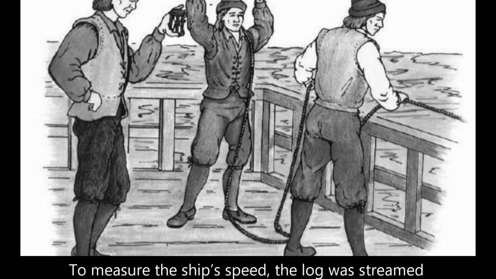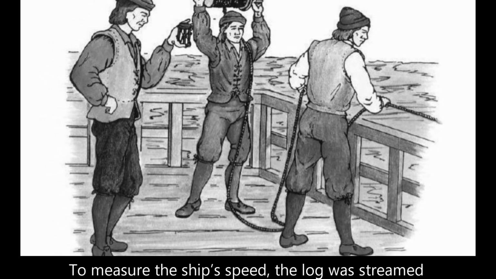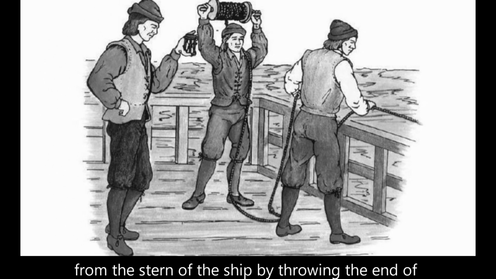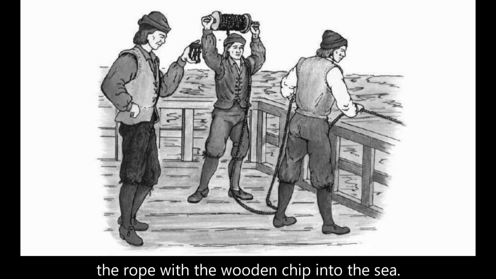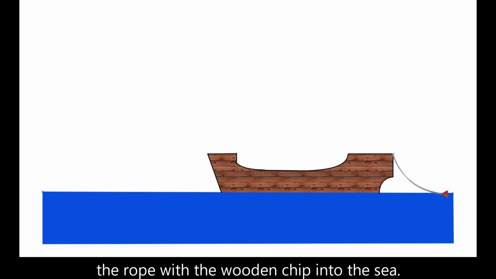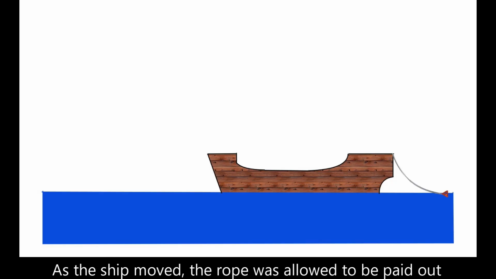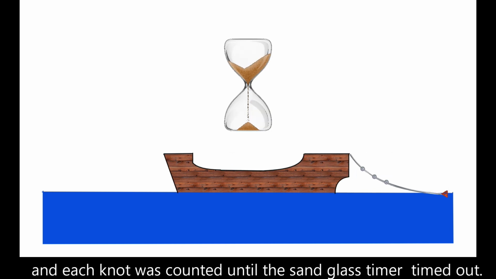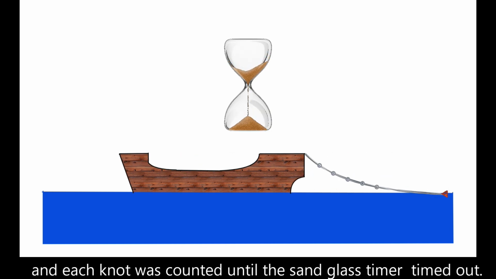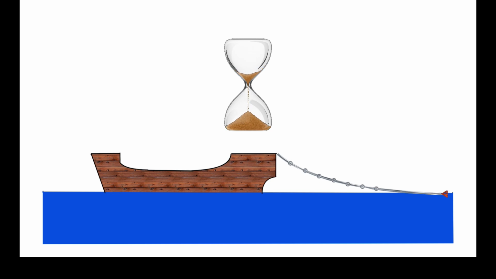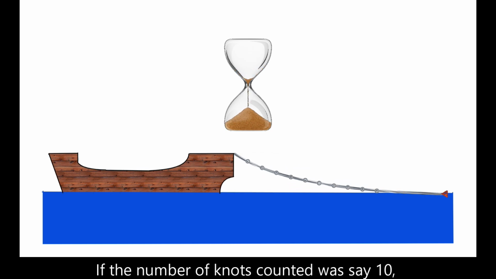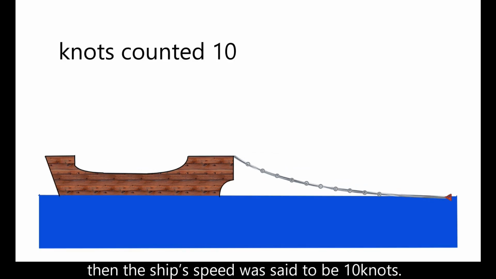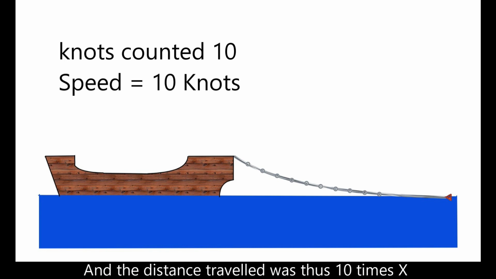To measure the ship's speed, the log was streamed from the stern of the ship by throwing the end of the rope with the wooden chip into the sea. As the ship moved, the rope was allowed to be paid out and each knot was counted until the sand glass timer timed out. If the number of knots counted was say 10, then the ship's speed was said to be 10 knots. And the distance traveled was thus 10 times x.